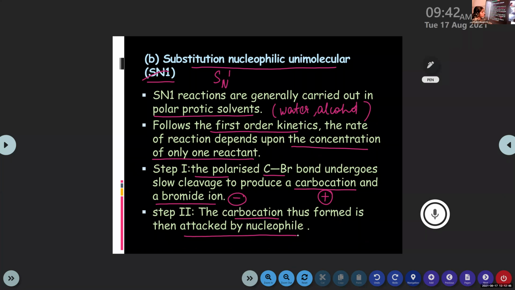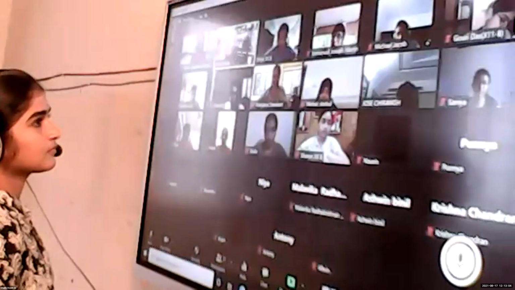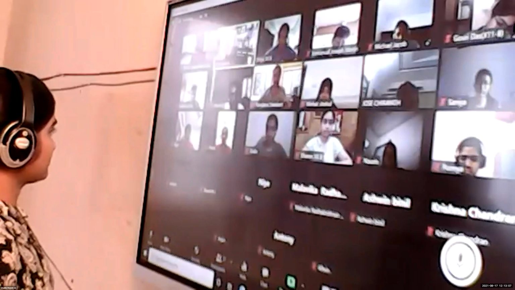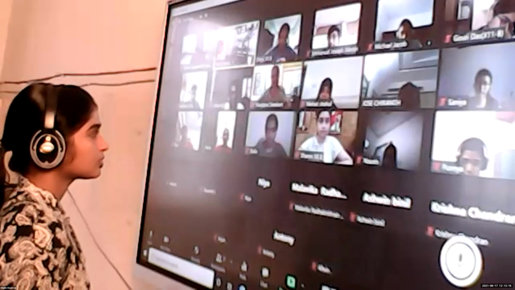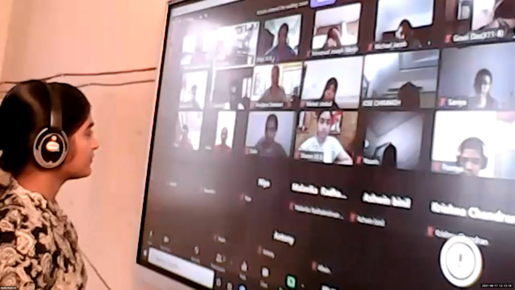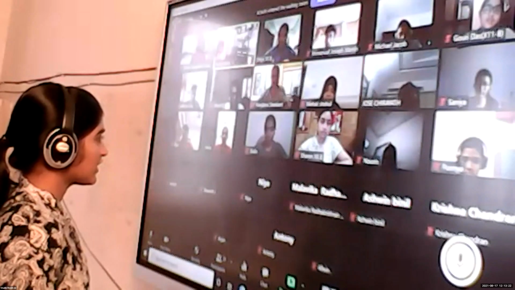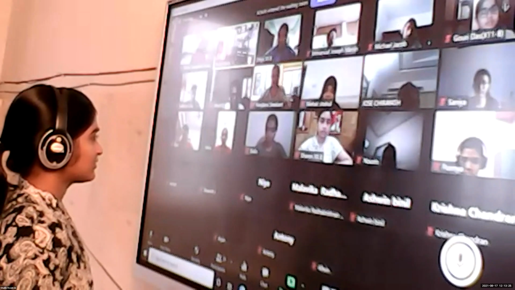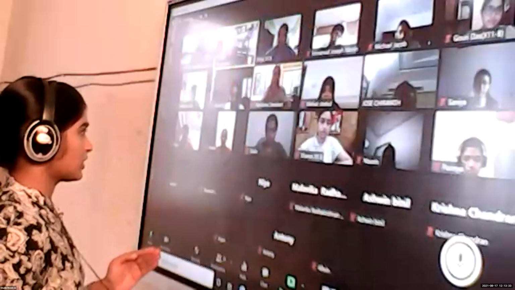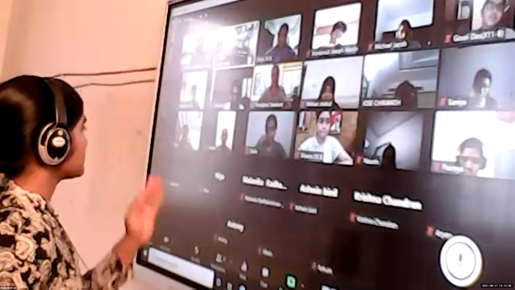So what about this SN2 reaction, children? Anna, can you tell me the difference between this SN1 and SN2 about the order of reaction? It follows which order? First order or second order reaction? SN2. First order reaction or second order reaction? First order. SN1 is first order. Okay. SN1 reaction is first order reaction. It's in the name itself, right? SN1. That means first order reaction.